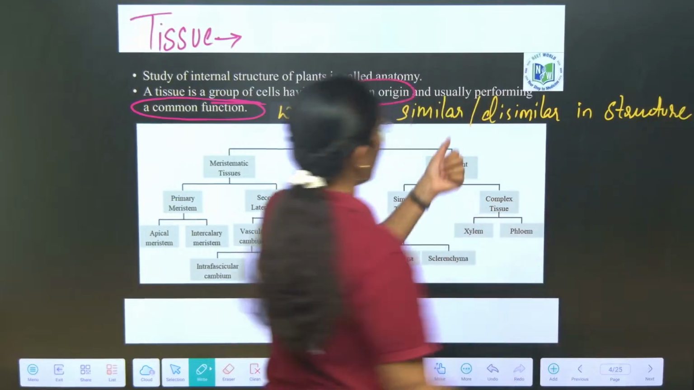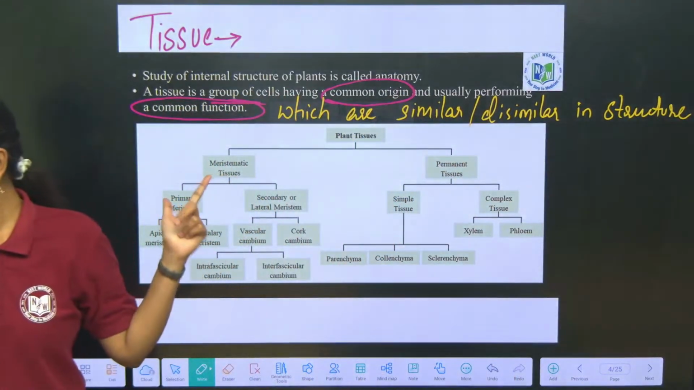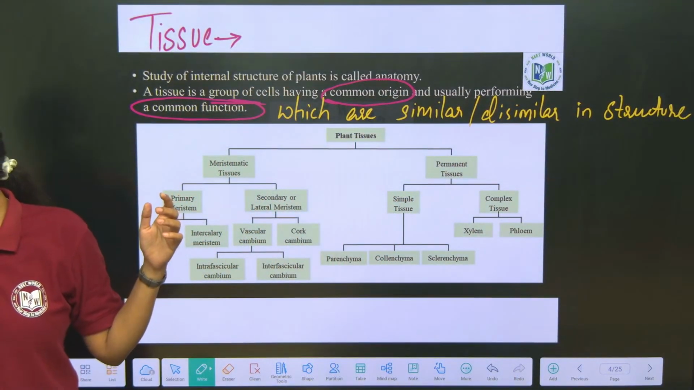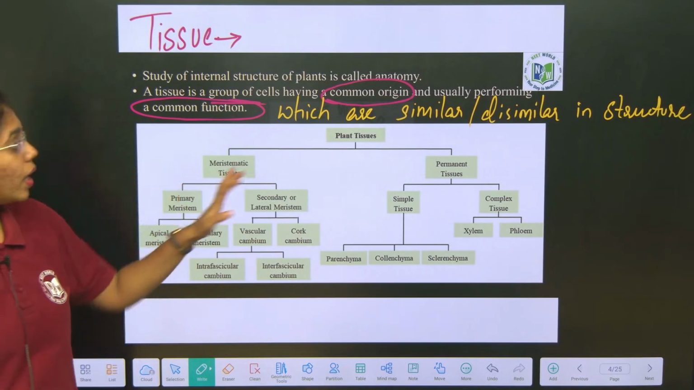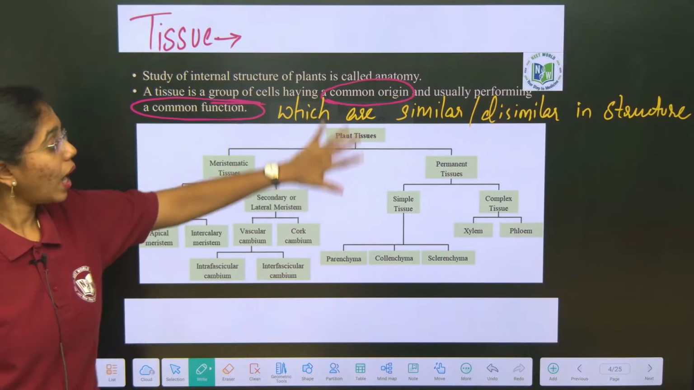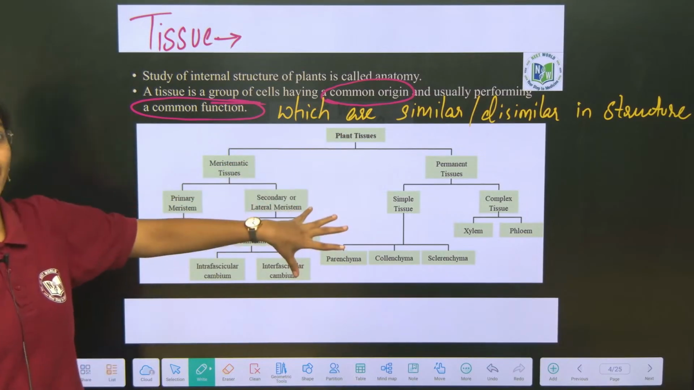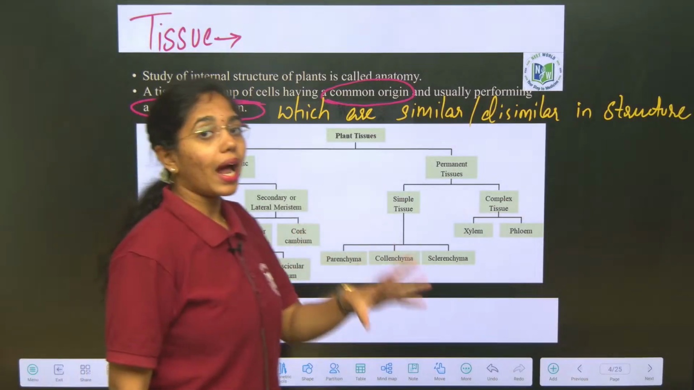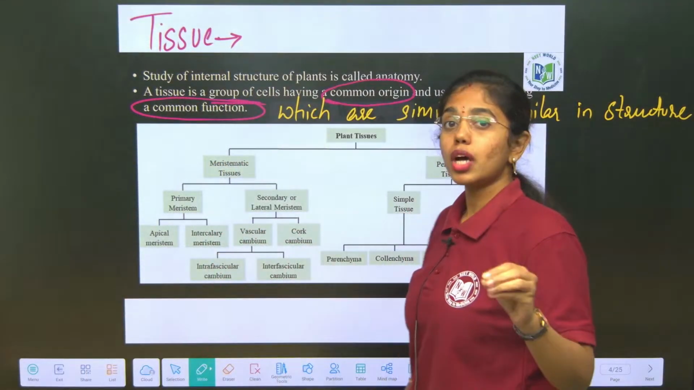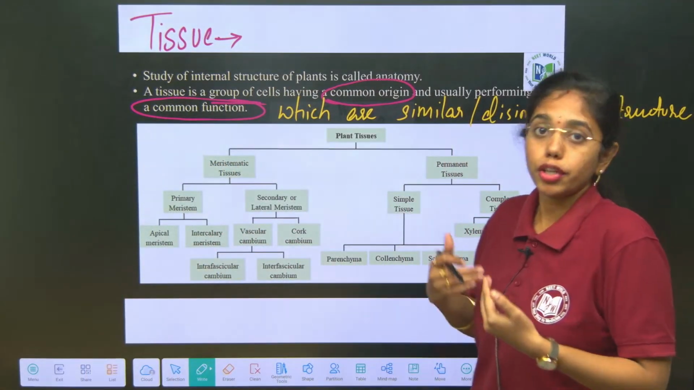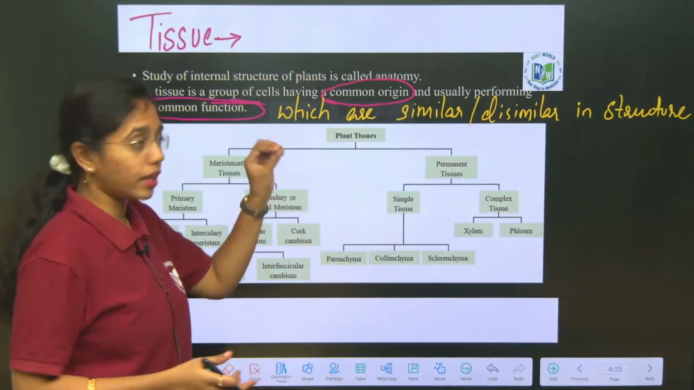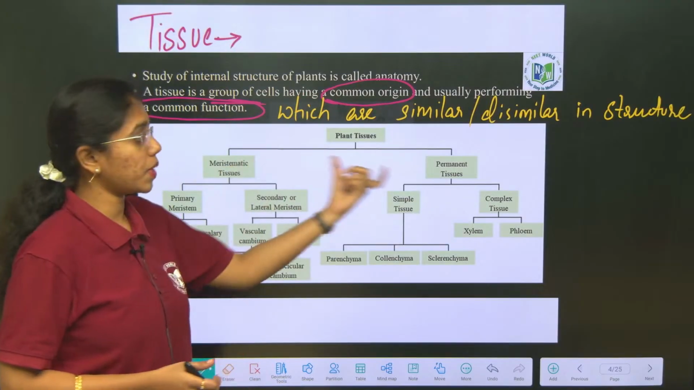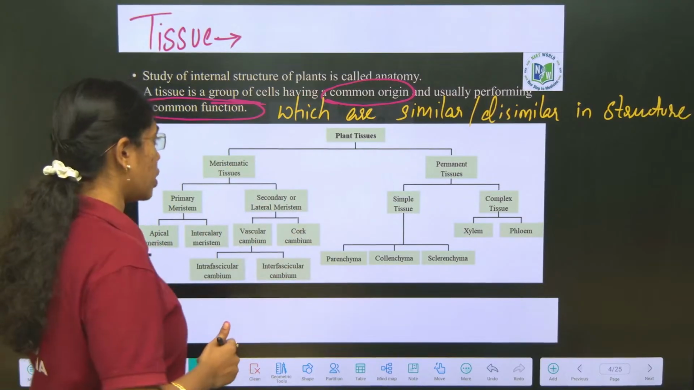But what should be common? Origin and function should be common. Structural similarity or dissimilarity can be exhibited. Okay, these are considered as what? Tissues. Okay. Now you have to know the classification of plant tissues in detail. Plant tissues primarily based on their function, if they have the ability to divide or not, based on that ability to whether divide or not, they are of 2 types, meristematic tissues and permanent tissues.